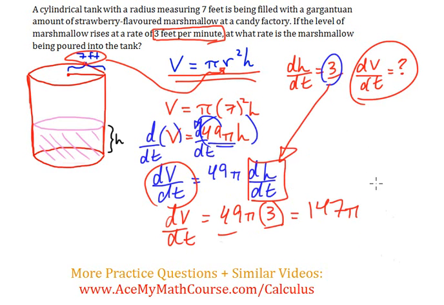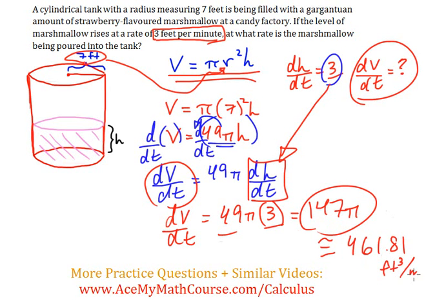Fantastic. And that's the answer. So, actually, let me just work that out with my calculator, though. So that works out to be approximately 461.81 cubic feet per minute.